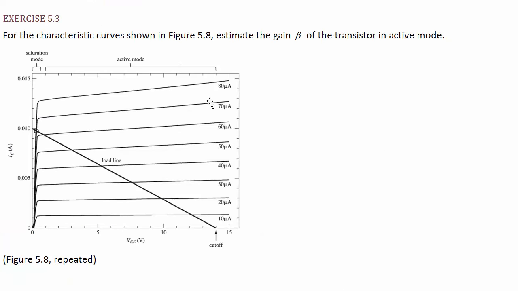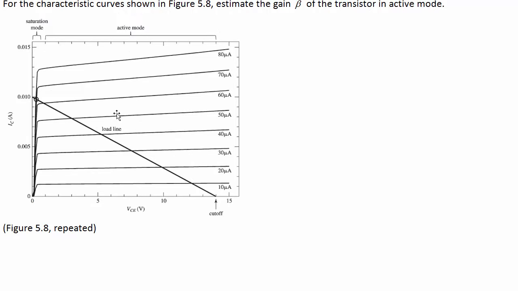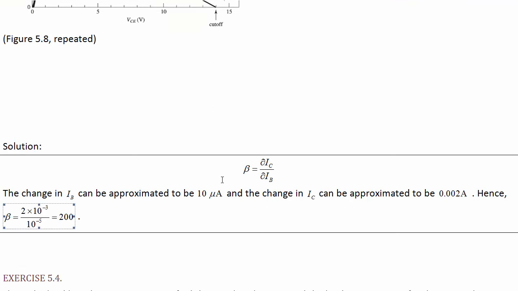If you were to do this really carefully on different parts of the graph, you'd probably find differences in what beta is. And that's why you really need these curves. You can't just say beta is a constant. Certainly in the saturation mode, it doesn't work like that. And even over here in the active mode, beta is not exactly a constant.